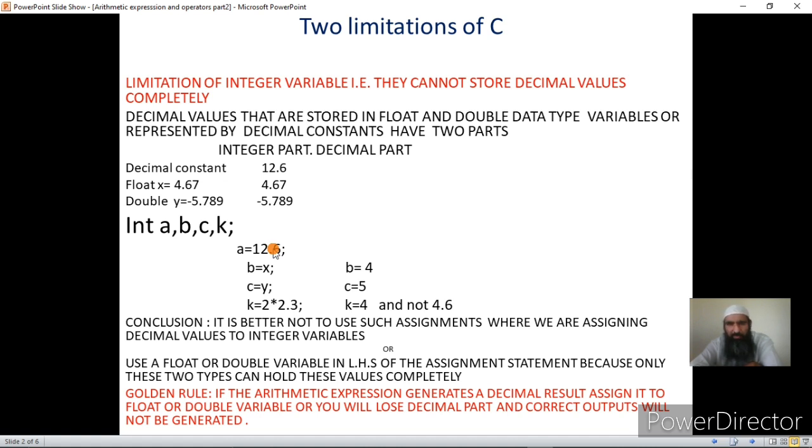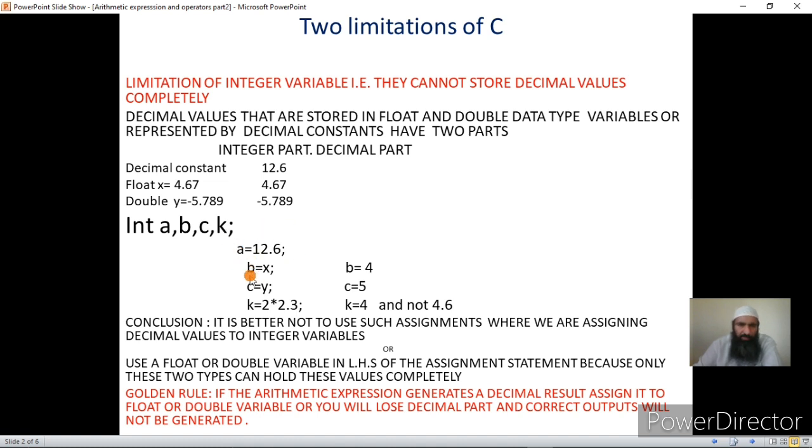And if you are not aware about this mistake, the compiler will not report errors and you will get the wrong outputs, and you will be responsible for that, because in order to write programs in any programming language, we should be aware about the limitations of that language.